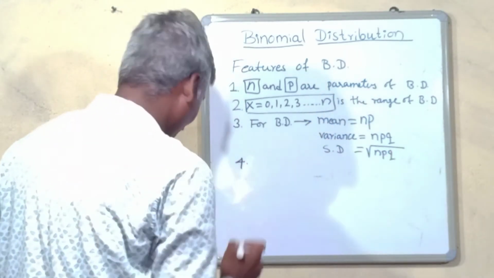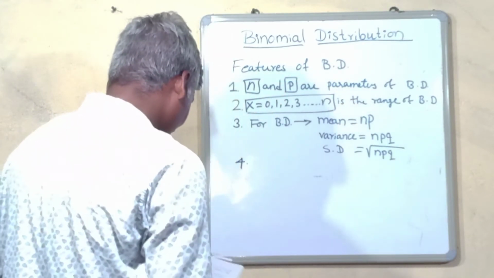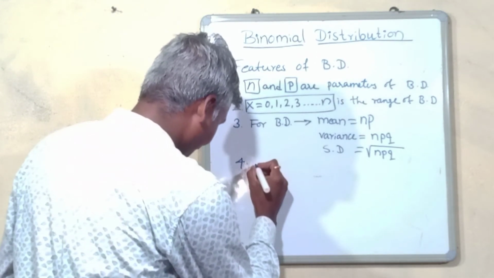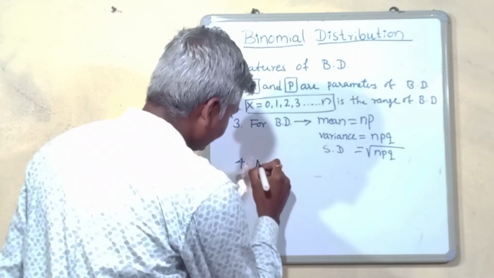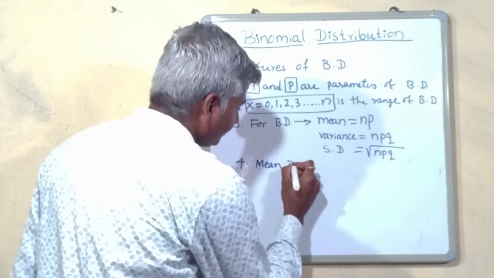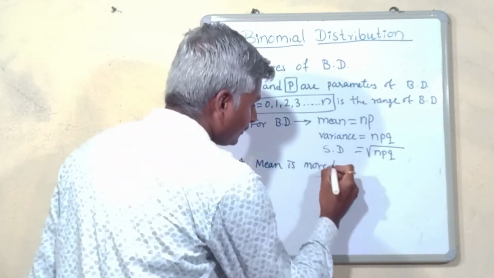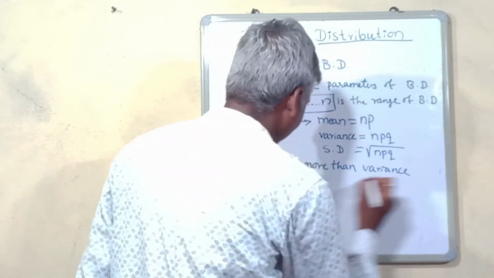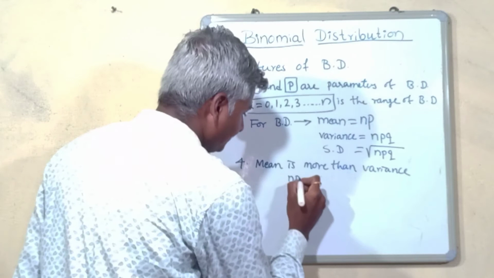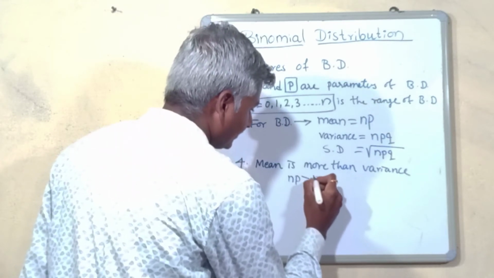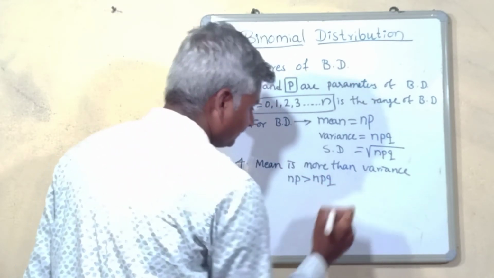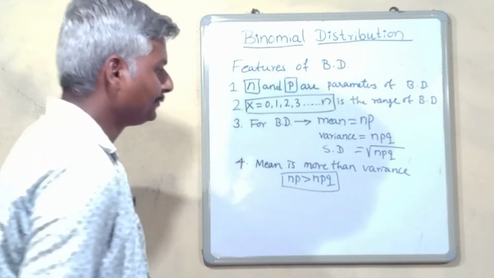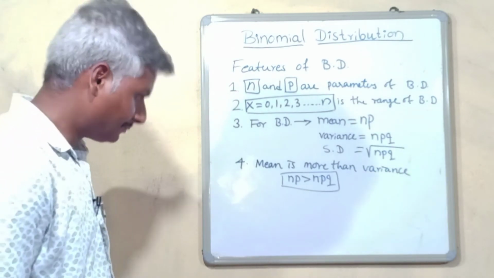Then the fourth one, mean is more than variance, that is np is greater than npq. np is greater than npq in case of binomial distribution.